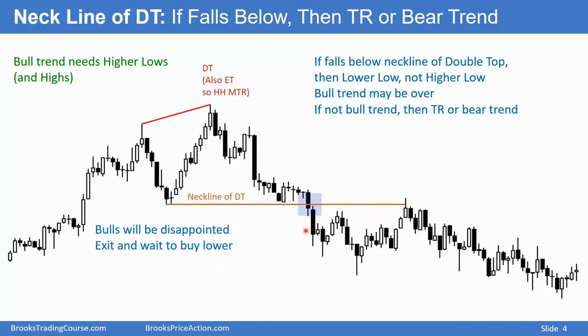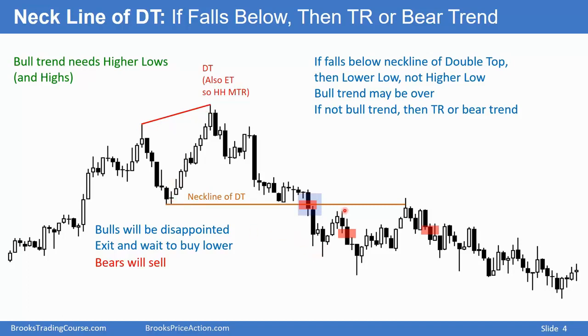These two bars represent the bulls giving up. They're disappointed and they exited, and they'll wait to buy again lower. And the bears know that. The bears know the bulls will give up below such a strong rally. And the bears will sell below the neckline of this double top. It's a major higher low.